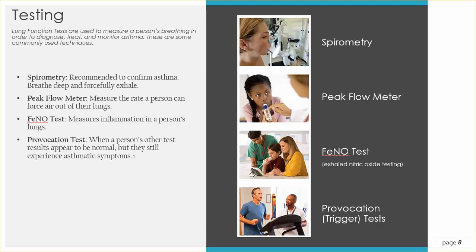Next is the peak flow meter, typically a small handheld device that a patient will breathe into to measure the rate at which they can force air out of their lungs. This is not a diagnostic device necessarily, but often used to help keep track and monitor a patient's condition. This is a device that a patient can keep at home and use. A FeNO test is also called an exhaled nitric oxide test.